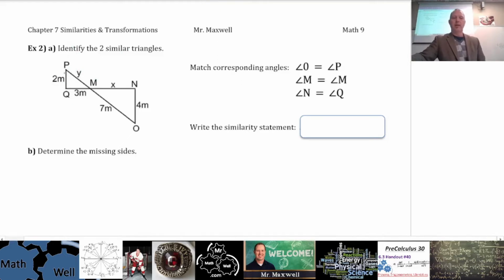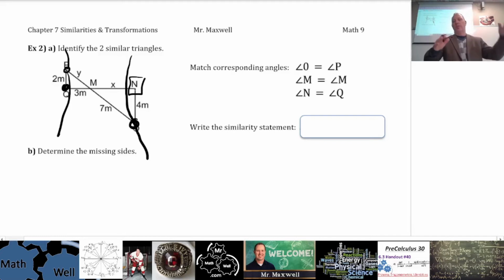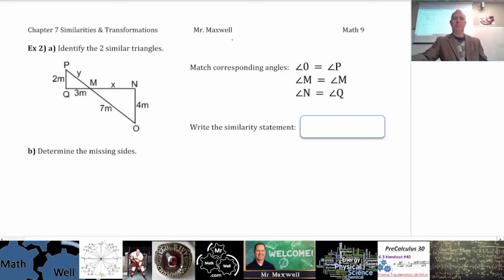This could be a point here, and there could be like a river or something like this, and then you have a point on the other side of the river, and you know what this point is, but you're trying to find where this is, let's say. So this would be an example where you could actually use similar triangles in a real life situation. So the corresponding angles, I do have that on the side given for you over here.